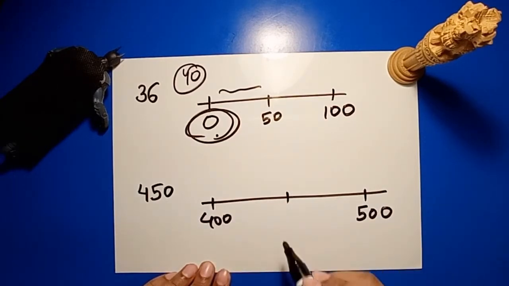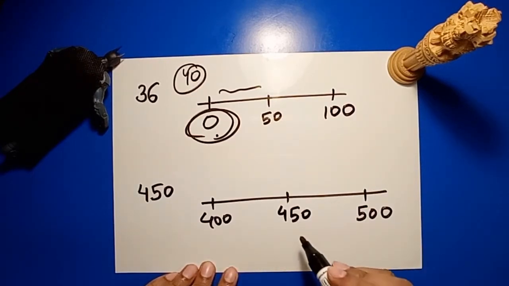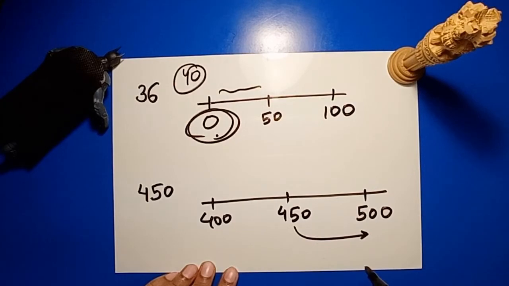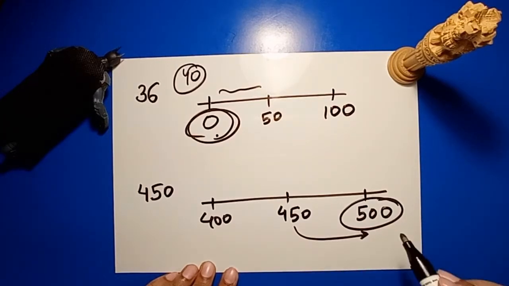And in this example we see 450 is right in the middle. So what to do? In this particular case, if it's right bang in the middle, we round it to the bigger number. So 450 when rounded to the nearest 100 gets to 500. 450 rounded to the nearest 100 is 500.